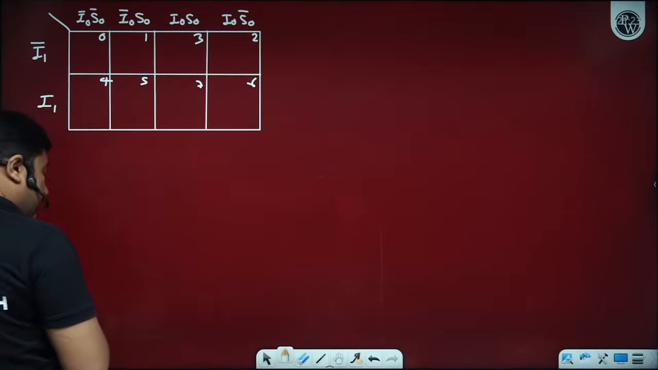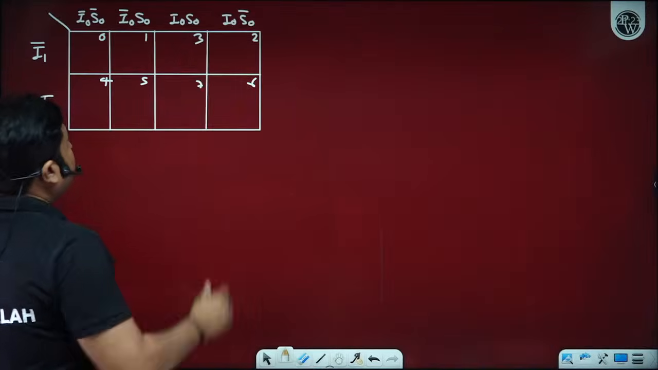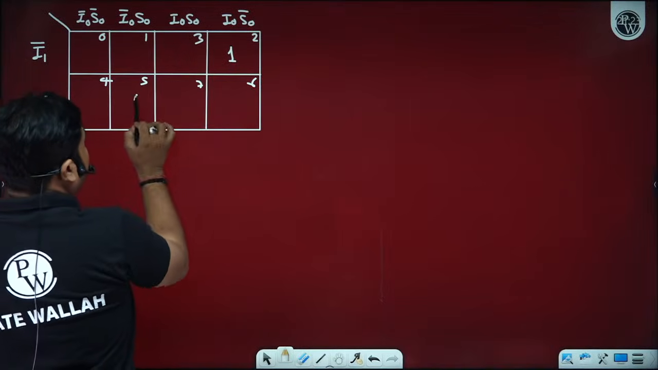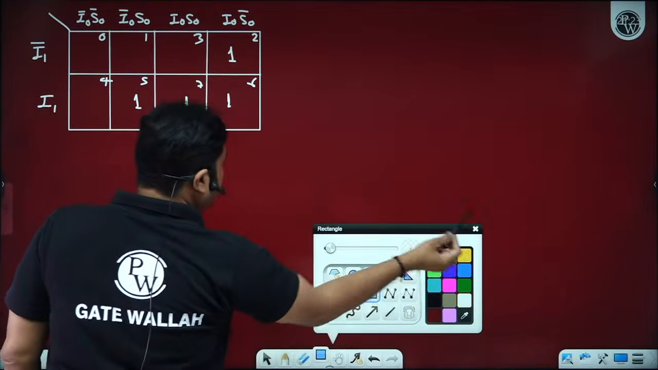Where are we getting output logic high, beta ji? Minterms 2, 5, 6 and 7. So definitely we have to go with the essential prime implicant first.